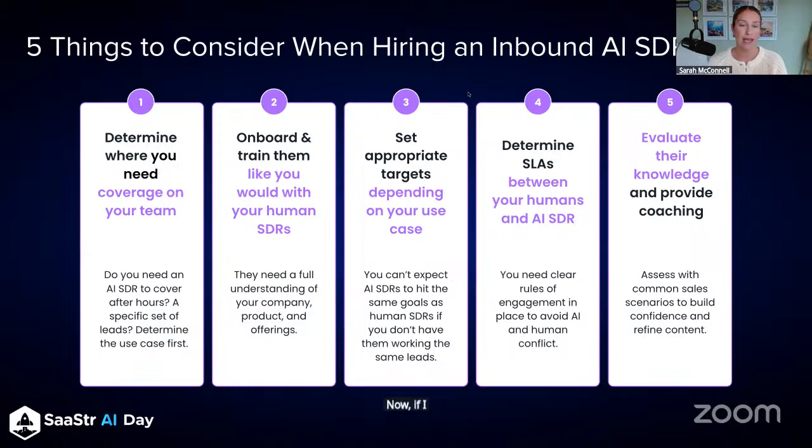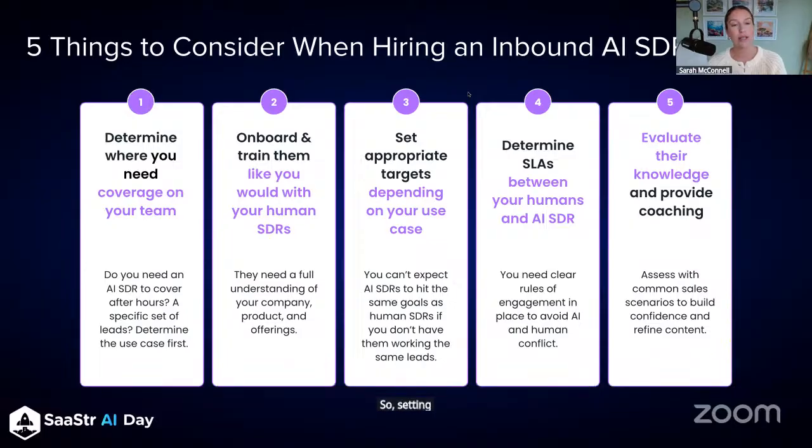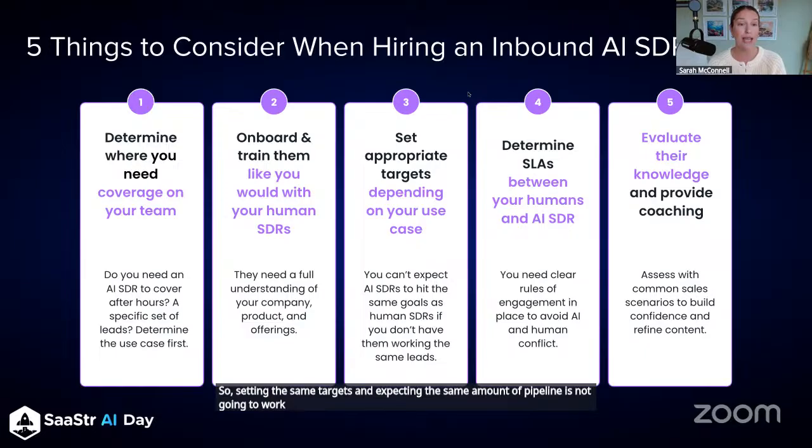Now, if I was to set the same expectation I would have for our human SDRs at that point, I would have set our AI SDR up to fail because they're not working the exact same traffic. It's not apples to apples. So setting the same targets and expecting the same amount of pipeline is not going to work. However, if you do have them working the same traffic and the same inbound leads that you would expect a human SDR to work, then you can have the same goals.